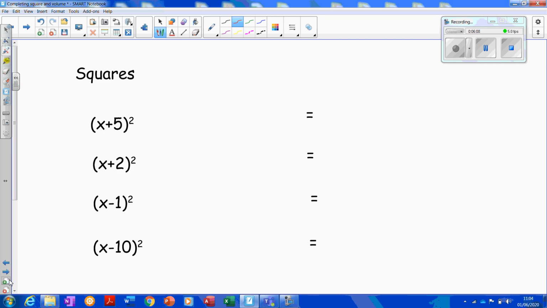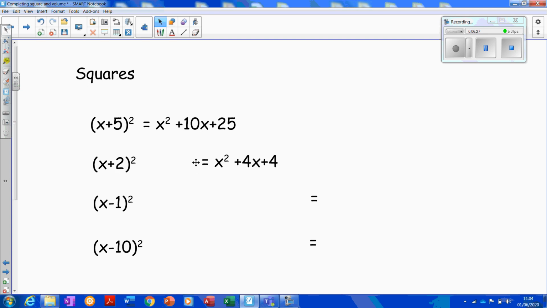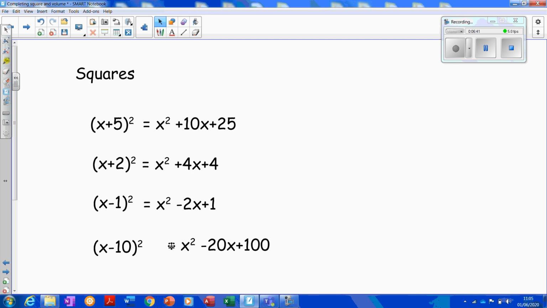Right, the lesson for today is about completing a square. Now, I've just listed down a set of brackets that are squares, so that's x plus 5 times x plus 5. And if you multiply that out, the answer would be x squared plus 10x plus 25. X plus 2 all squared, that's a square, and if I multiply that one out, it would give me x squared plus 4x plus 4. Next one, x minus 1 all squared, if I multiply that one out, I would get x squared minus 2x plus 1. And the last one, x minus 10 all squared, would give me x squared minus 20x plus 100.